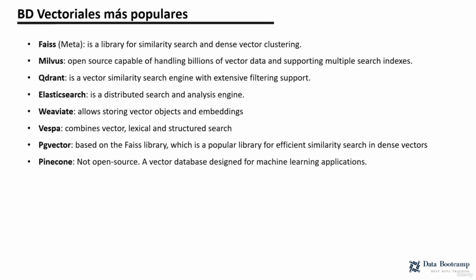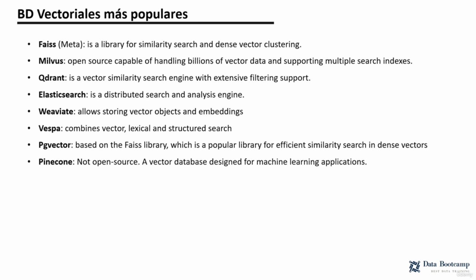We will begin with a list of the most popular vector databases currently in use, which are detailed in the description table. One of the best known is FAISS, developed by Meta. FAISS is a library for efficient similarity search and clustering of dense vectors. It can handle vector sets of any size and provides support for parameter evaluation and tuning.